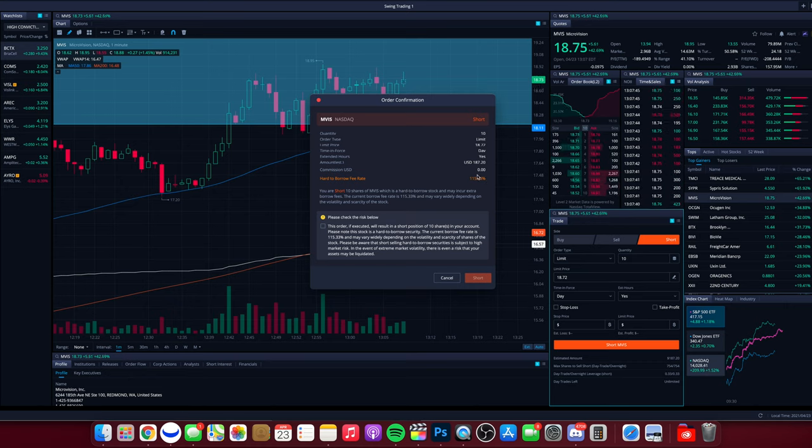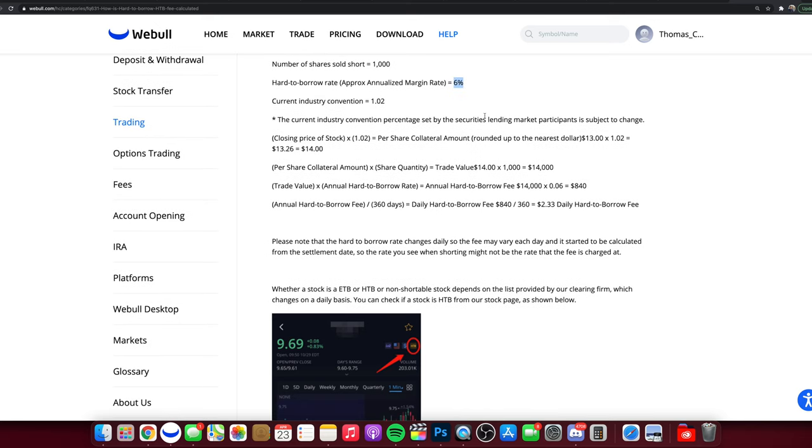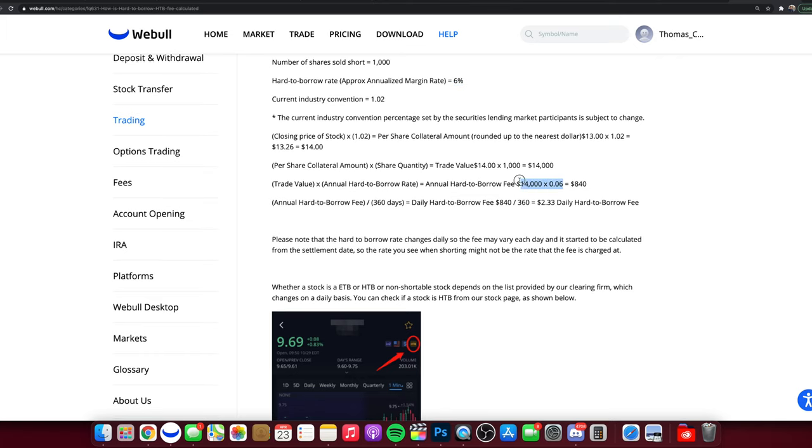Why people think, oh my gosh, I'm not going to pay 115%. Well, no, you're not actually paying 115%. In the example they use, the rate is set to 6% annual. In our case, it's a lot higher because MVIS is a stock that's running up. It's a hard to borrow stock and there's a lot of demand for these shares, right? So that's why these rates go up. But here you take that rate, that percentage, convert it to a decimal, and then multiply it. In this case, it comes out to $840 for this example that they are using right here.